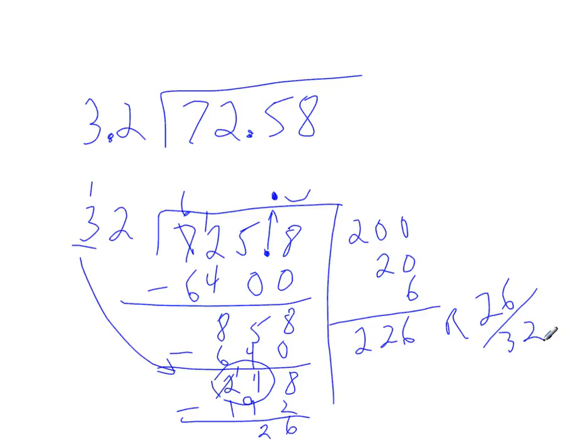And remember, my answer had to have one decimal jump. So let's put in that decimal jump. So the answer is 22.6. And I have a remainder of 26 over 32.